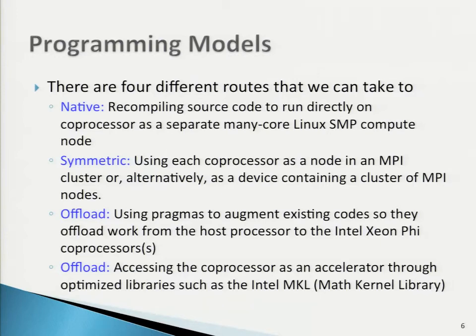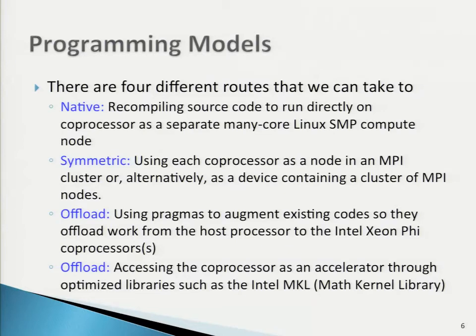There's a symmetric mode where you use the coprocessor as a node in an MPI cluster. So you start some MPI tasks on your host, like the Sandy Bridge, and you start some MPI tasks on the device, and then they use the normal MPI communication protocols that Neil was just discussing to communicate between them. And then you can, of course, have multiple nodes with devices on them, and in theory, once the technology matures some more, we'll be able to have all of these devices communicating to each other.